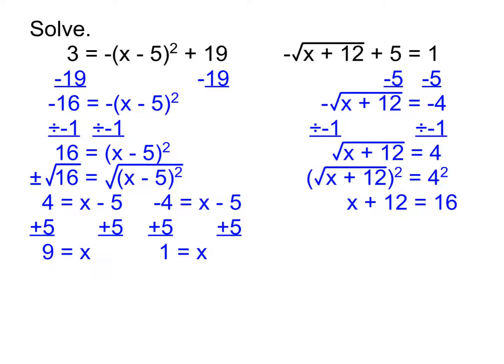All right, and now we got x plus 12 equals 16, so we just have one last step to figure out what x is. That's get rid of the 12. So, subtract 12 from both sides, you should find that x equals 4.